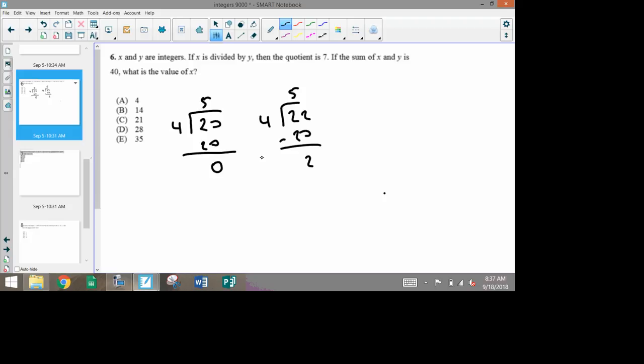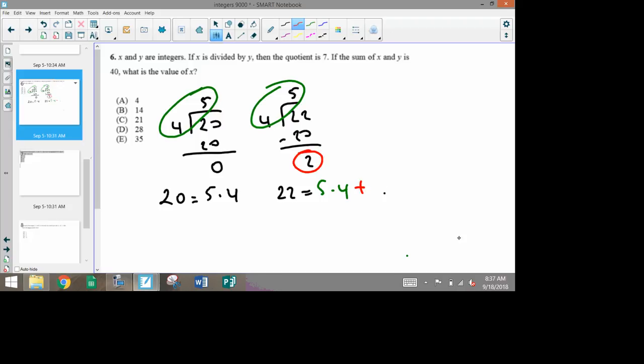I'm trying to make an equation using this division. The inverse operation of division is multiplication, right? So 20 is equal to 5 times 4. In order to get 20, I multiply. So similarly, 22 is equal to 5 times 4, same thing, but we have a remainder here. That works for every single division. That's satisfied. And the reason I show you those two examples is our question.